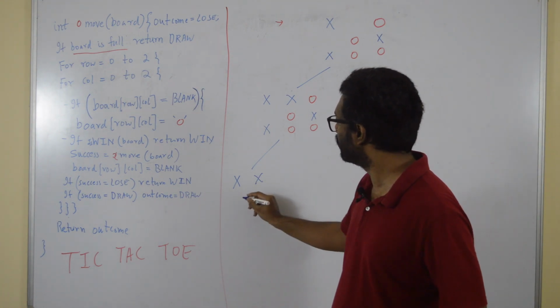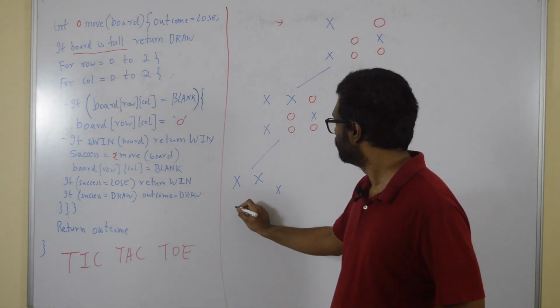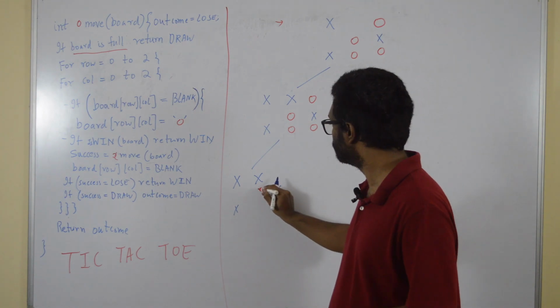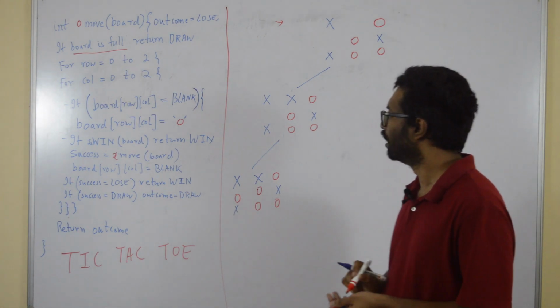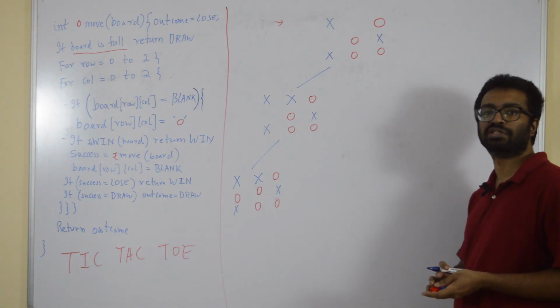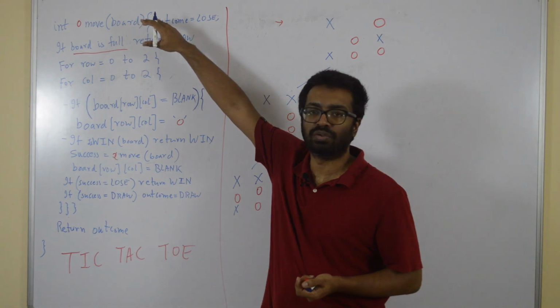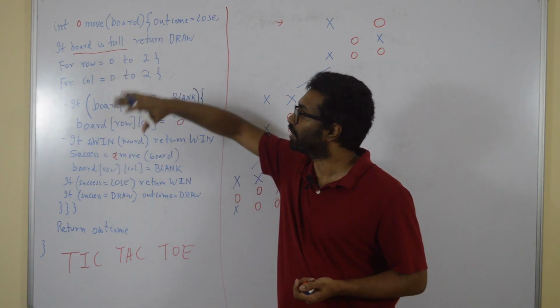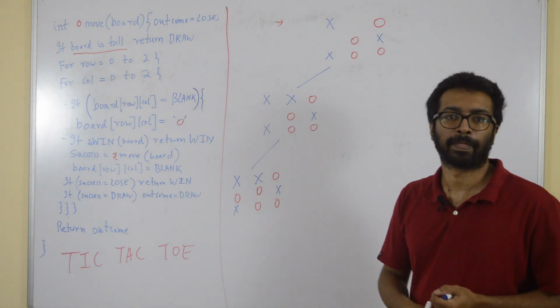So O I will write later. And this is also O. This is X. This is X. So this is O, O, O, O, O. Okay. So now this is an X move. So we are back to X move with this new matrix.